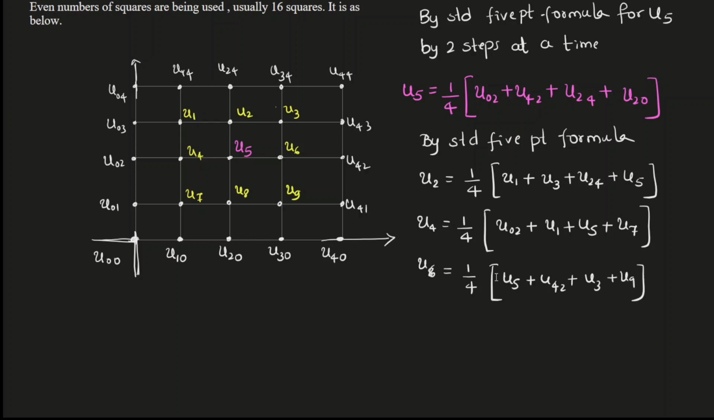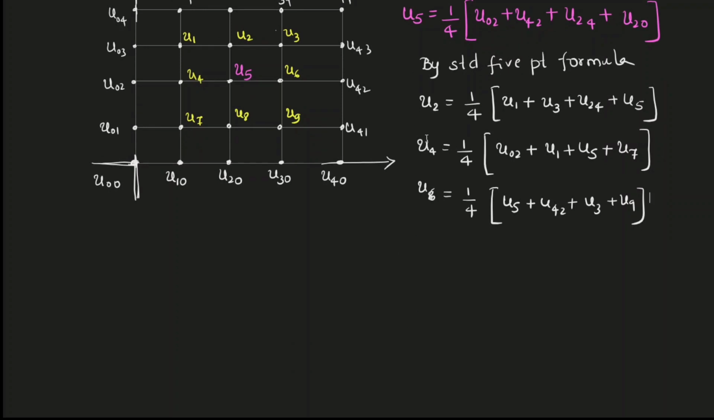Next is U8. So U8 is 1 by 4. Here it is U7 plus U9 plus upper value U5, lower value U20. These are all for even values of U using standard 5-point formula.